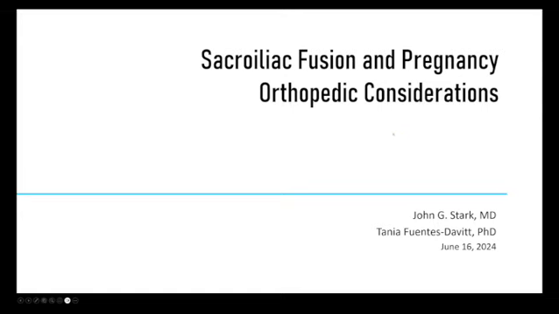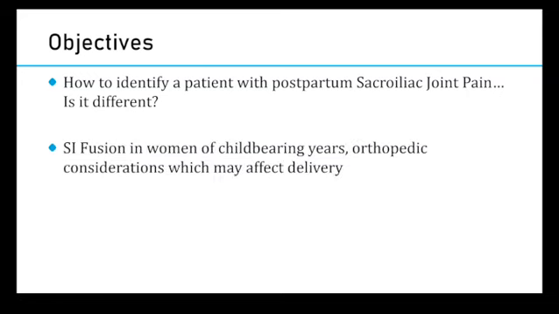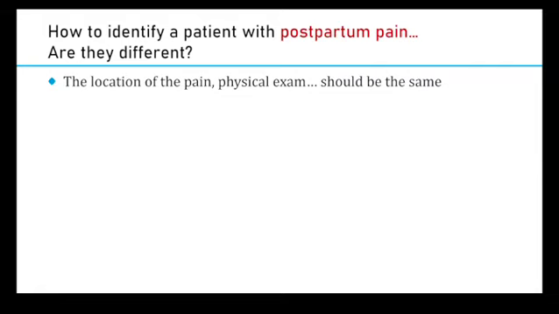My talk is twofold: sacroiliac fusion in pregnancy if there are orthopedic considerations, and I'll make some comments about the postoperative circumstance. How to identify a patient with postoperative sacroiliac pain? This is an objective. Is it different? And sacroiliac fusion in women of childbearing years, orthopedic considerations, which may affect delivery. So the location of the pain, the physical examination, I think it should be the same.